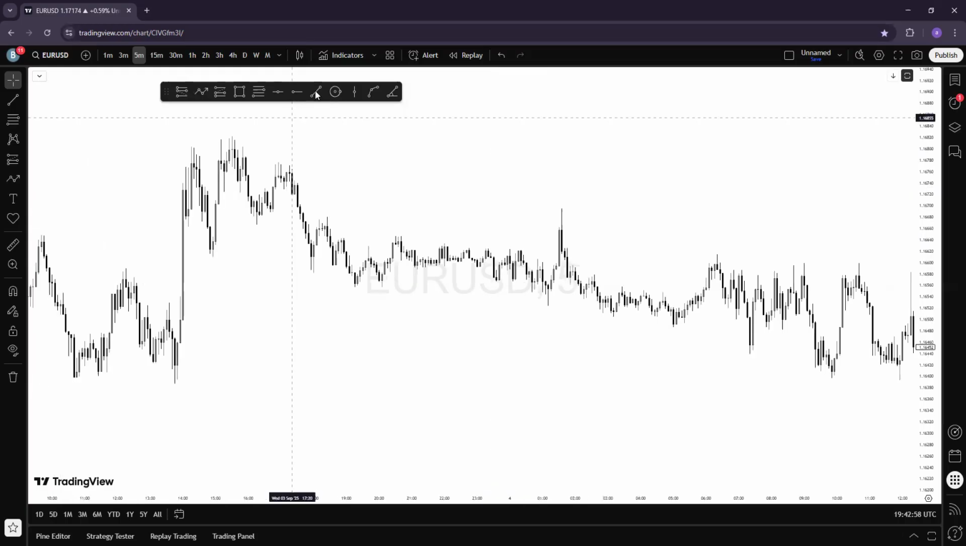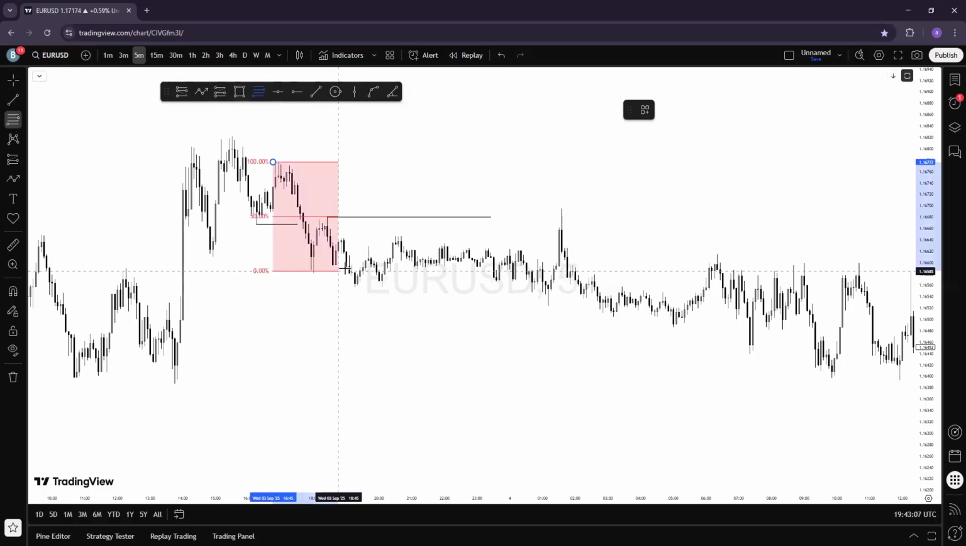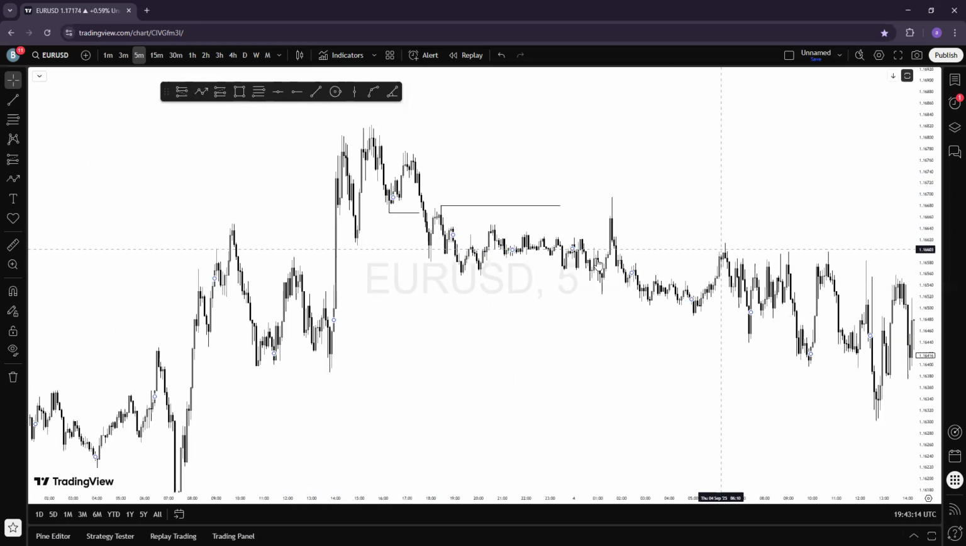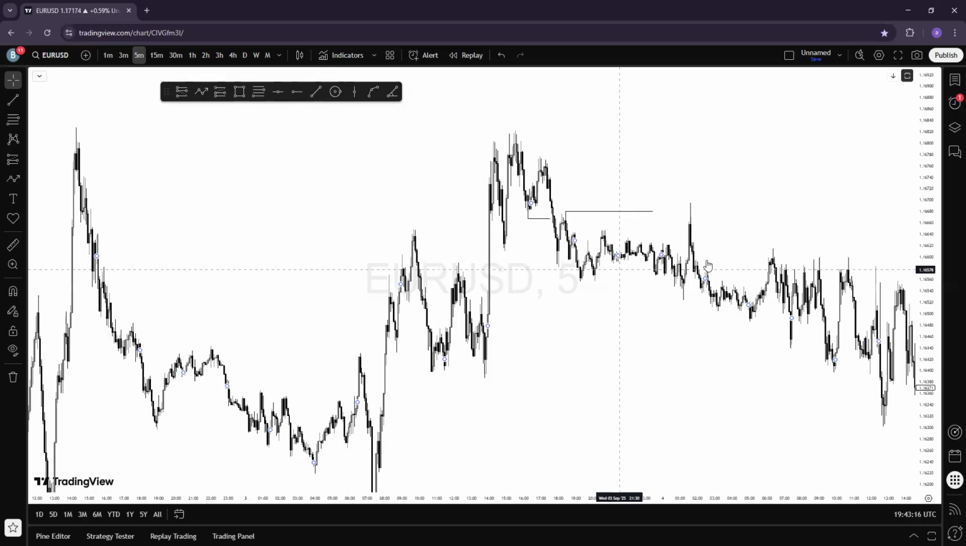We have a break of structure here, and this is the B leg. Let's measure. Is it up to 50%? Let me check. Okay, this is up to 50%, yeah. Let me look for something else.